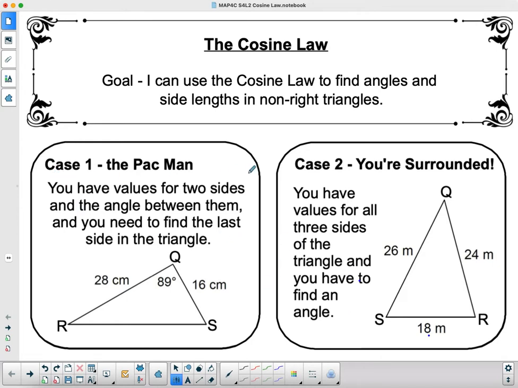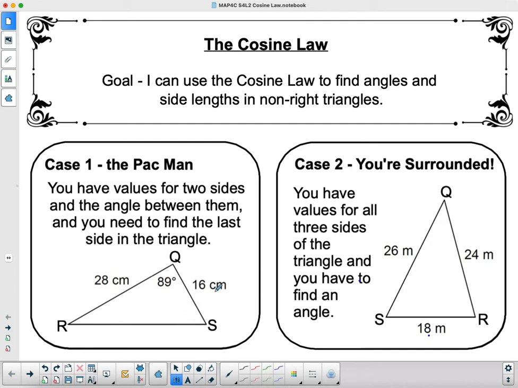So if we take a look at this case 1, you have values for two sides and an angle between them, and you need to find the last side in the triangle. Well, we can't use sine law because here's our angle, and we don't have the side that's across from it. In fact, that's what we have to find with cosine law. So I can't find that answer.